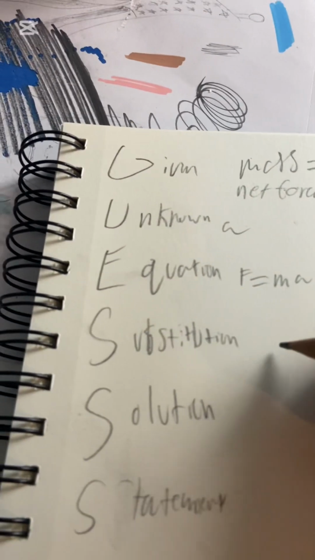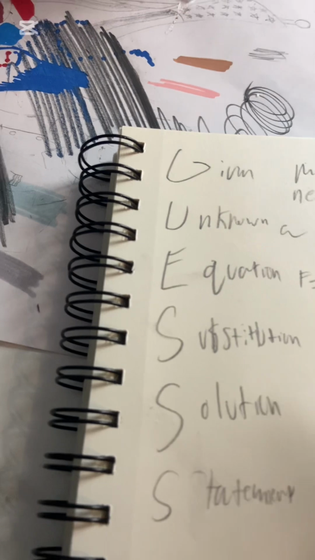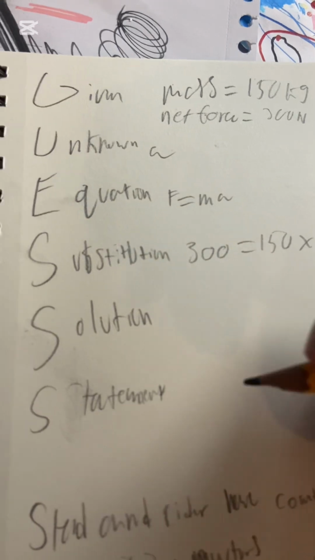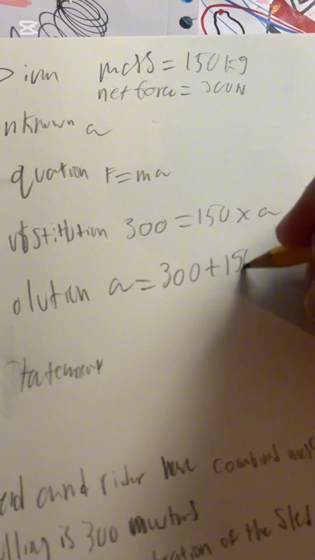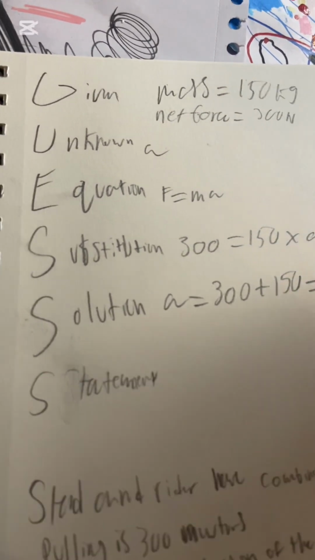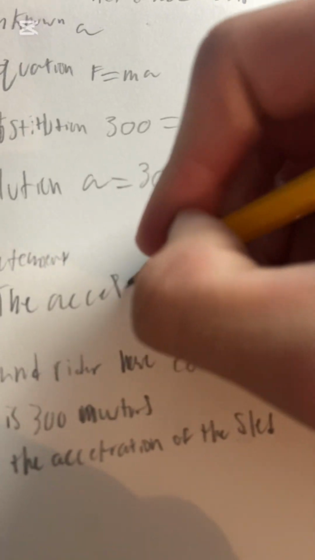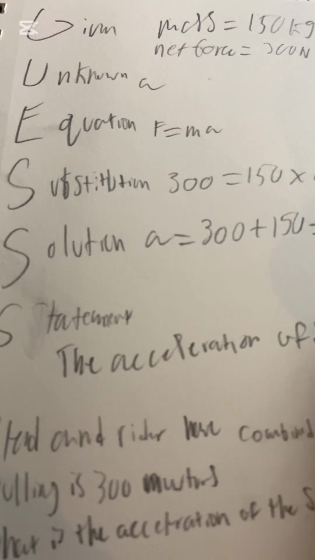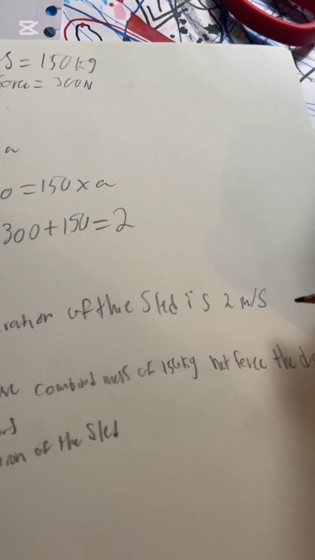Substitution is 300 equals 150 times a, so that's our net force equals our mass times acceleration, which we don't know yet. Solution is a equals 300 divided by 150 equals 2. So then the statement would be the acceleration of the sled is 2 meters per second squared.